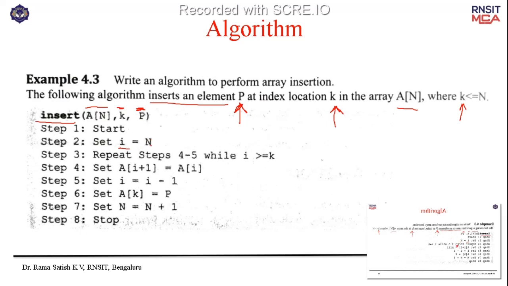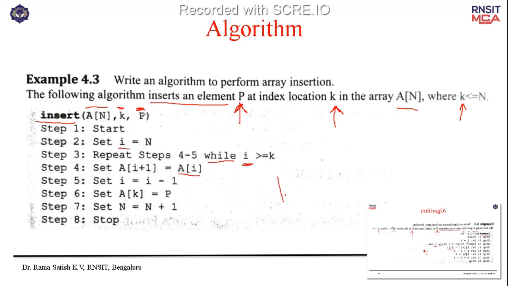And you have to repeat steps 4 and 5 until you have moved the elements, right? You have to move the elements towards the right. That is the reason. So in this while loop, you are specifying until I is greater than or equal to K. So until it is K, A of I, you are moving into A of I plus 1, that is moving to the right cell. The element has to be moved one position to the right cell, and every time I will be decrementing.